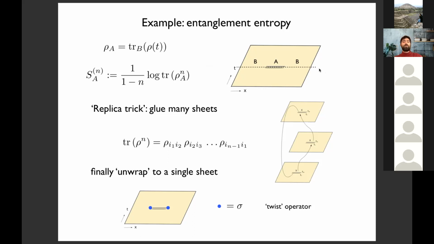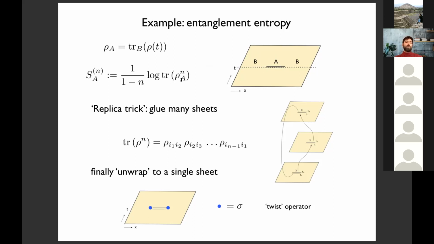for a given time. Then we want to choose some region, in this case this interval A, and trace out the rest of the real axis, which I'm calling B. It's the complement of A. That defines a reduced density matrix for each time. And for that reduced density matrix, you want to calculate, say, the entanglement entropy. So how are we going to do that?